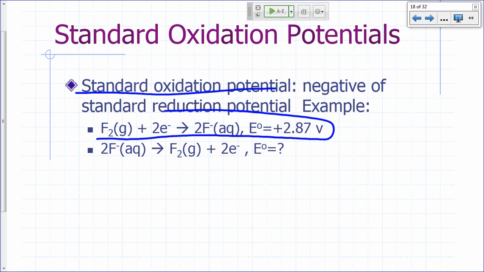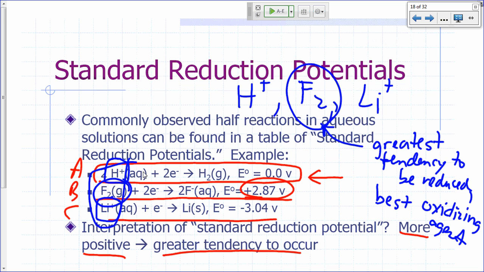So here we looked this up earlier. The reduction potential of F2 is positive 2.87. If I were to flip this, I have 2 fluoride on the left and F2 as a gas. What is my oxidation potential? It's going to be negative 2.87 volts. So if you flip your half reaction, instead of the standard reduction potential, you get the standard oxidation potential. Now, if I were to flip the other one, what's the other one?